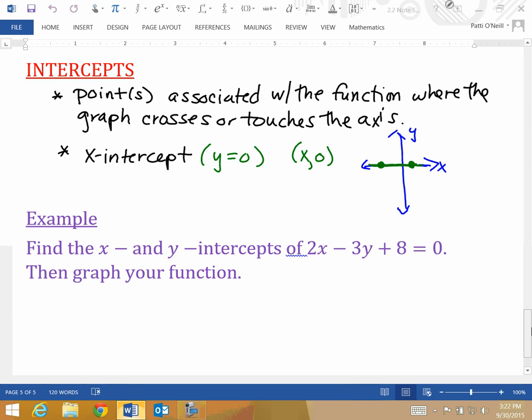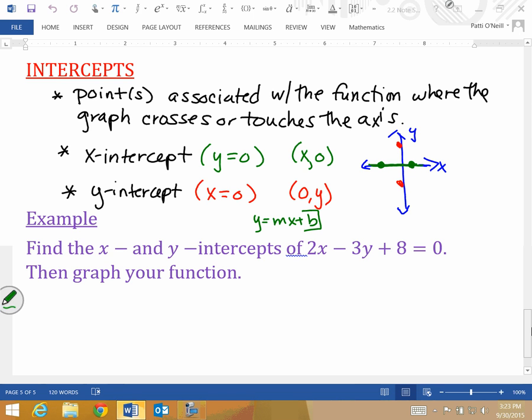For the y-intercept, we're going to say that that's going to touch on the y-axis somewhere along that axis line. So we'll say that x is equal to 0, and therefore it holds the form of an ordered pair of 0 comma y. The y-intercept in your slope intercept form, y equals mx plus b, is the value of b.